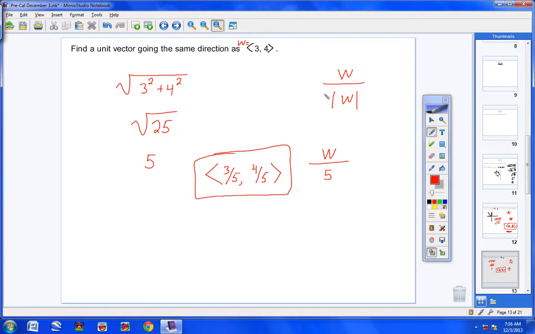All that you're doing is you're taking the entire length of W, the whole magnitude, and then you're taking the actual vector itself and you're dividing it by that length. It's like taking a percentage, and by doing that, that's obviously going to give you a length of 1 for your magnitude. That's what you're doing.